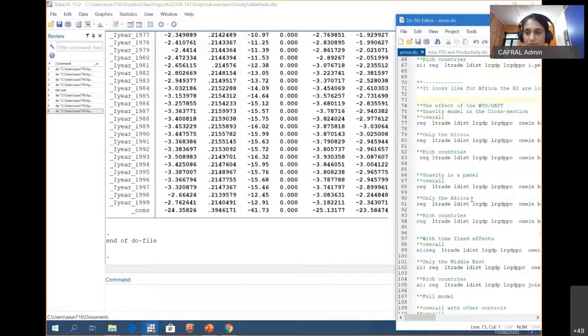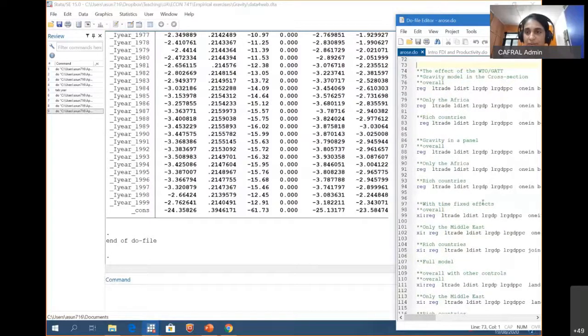Okay, so let's just see. So far what I've done is simply estimate the basic gravity model, right? I just wanted to show you what the basic gravity model looks like. But now we are going to ask a particular question. Just like there was a question on Brexit, we're going to see what the impact of the WTO has been on bilateral trade. So the question we're going to ask is, does WTO membership impact international trade?